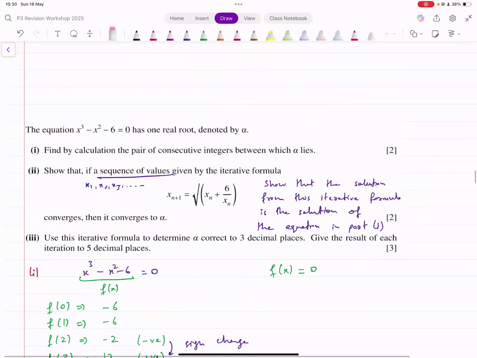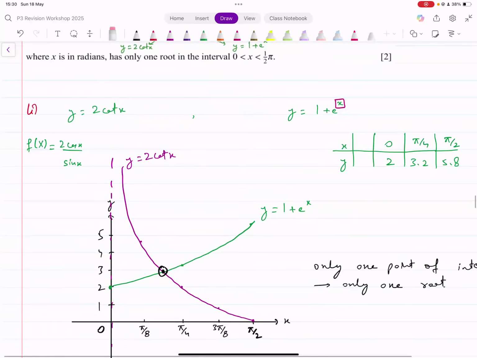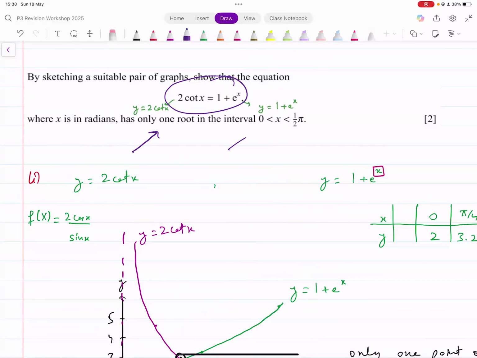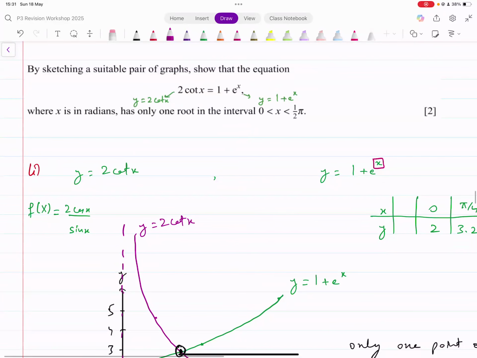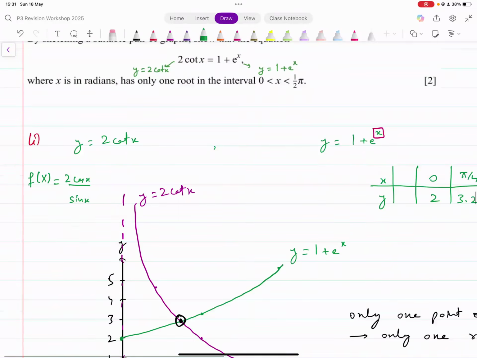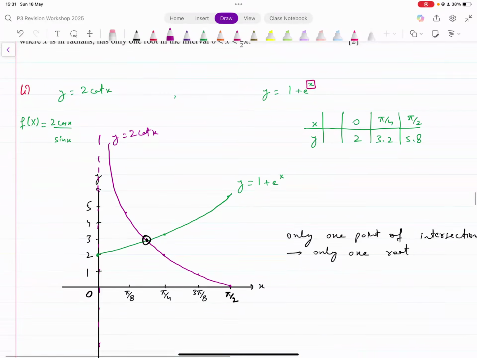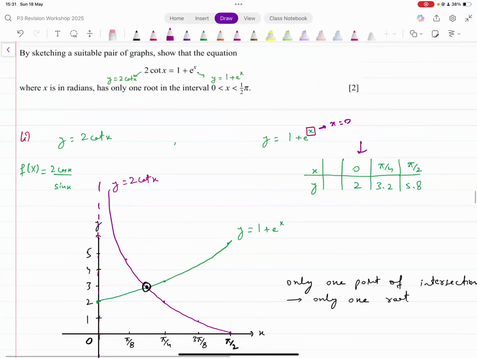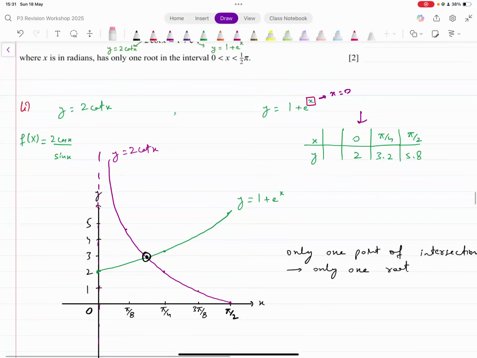Let's have a look at some problems that involve graphs now. It says, by sketching a suitable pair of graphs, show that this equation has only one root in this interval. How do we show that? We have two functions here, one on the left side, y equals 2 cot x, and another on the right side, y equals 1 plus e raised to power x. What we do is we draw those two graphs. The important point for the exponential graph is when the power is 0, right? X equals 0. We take that point and then we draw that graph in the given interval, 0 to pi over 2. That looks like this.